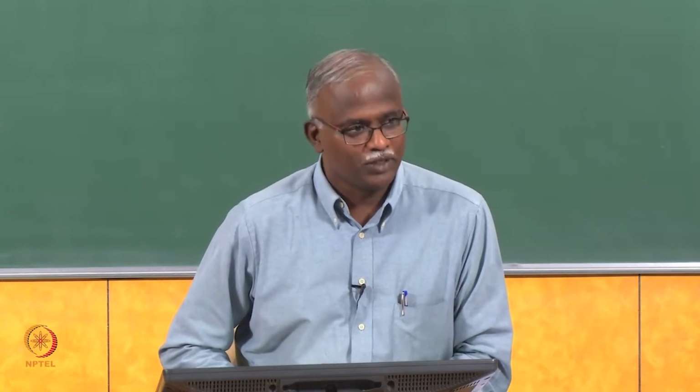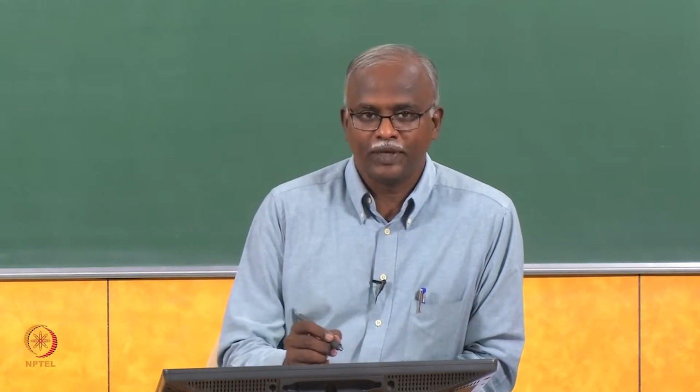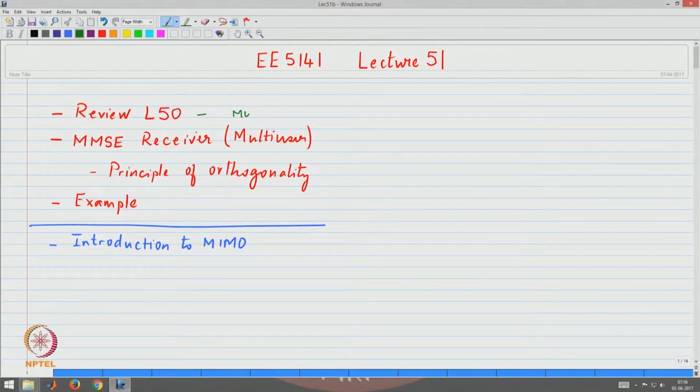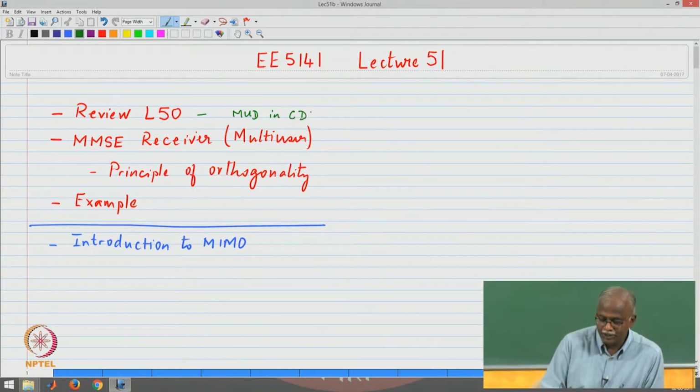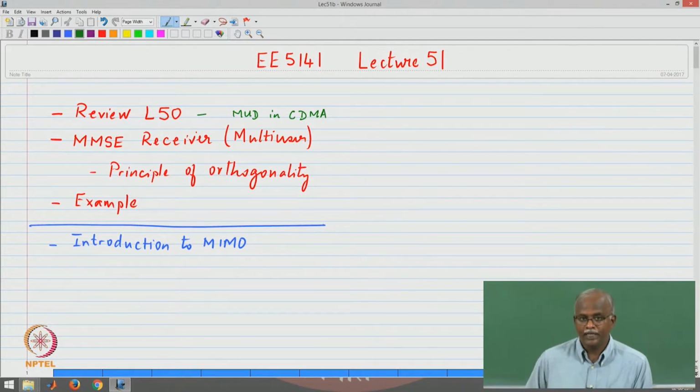In the last lecture, we have been covering some of the topics pertaining to multi-user detection in CDMA. So, we would like to begin today's lecture with a quick review of lecture 50, where we have been talking about the multi-user detection in CDMA, and in today's lecture we will introduce a new form of receiver, a suboptimal receiver, but one that performs very well in the context of multi-user environments.